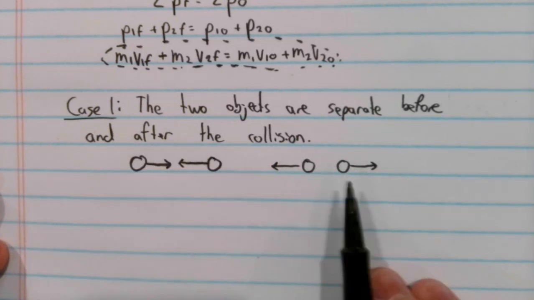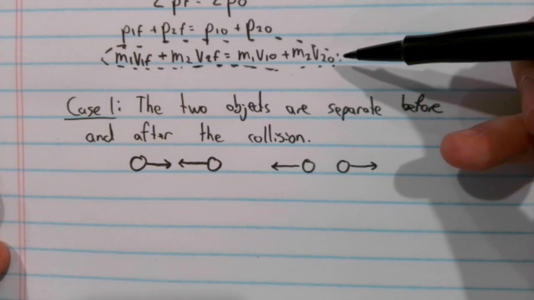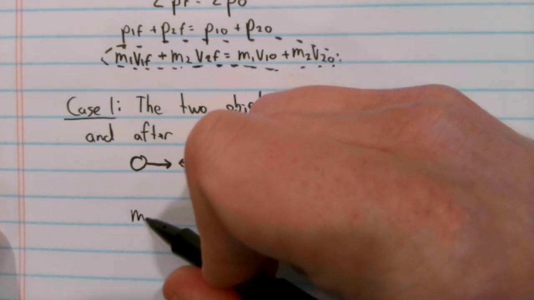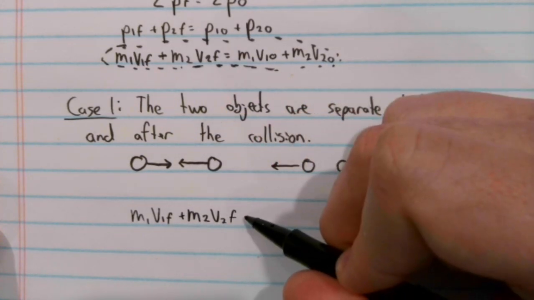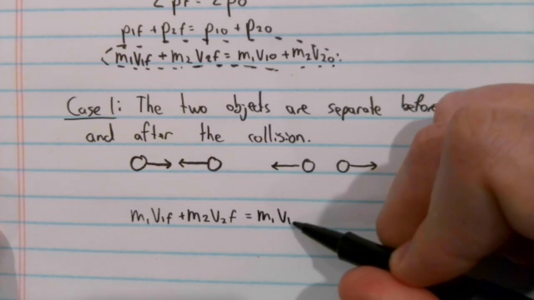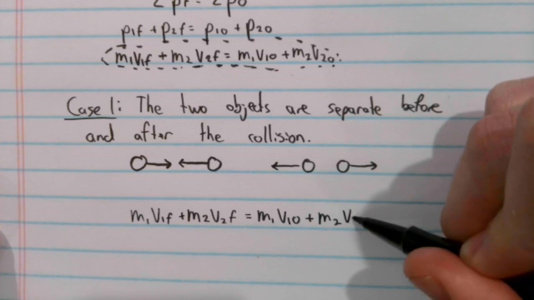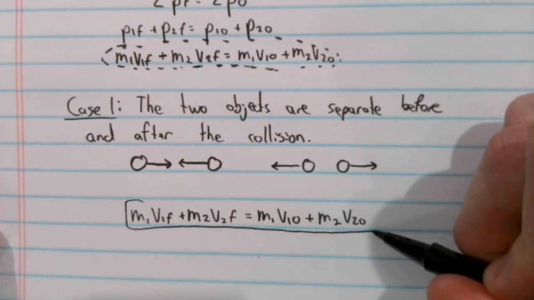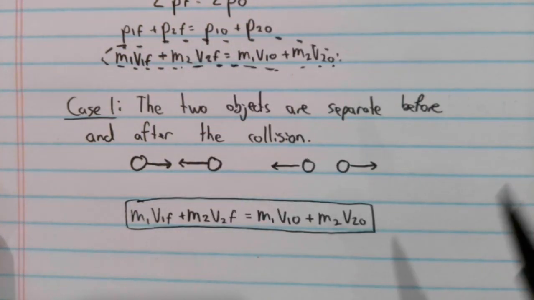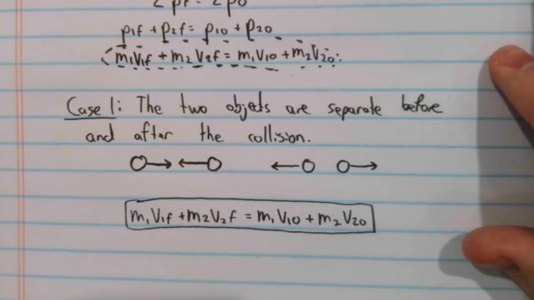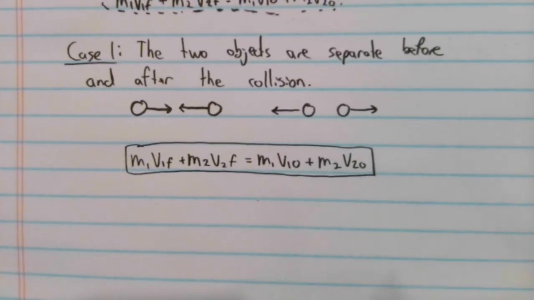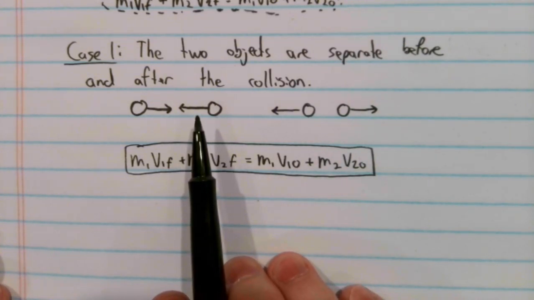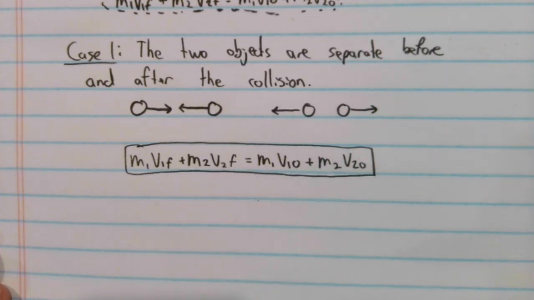So this motion scenario can be described with exactly what we have up here. That is M1V1F plus M2V2F is equal to M1V1 initial plus M2V2 initial. Now this equation will not be provided for you. You either have to start here and derive this yourself, or you can refer to your notes. If you have any situation where the objects are separate at the end and at the beginning, then you can use this equation. Plug in your numbers and solve.